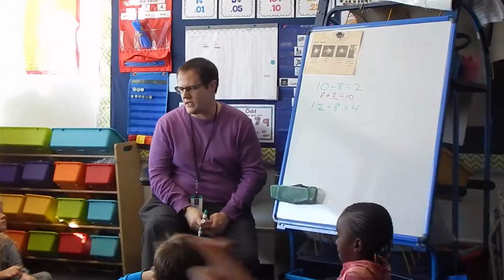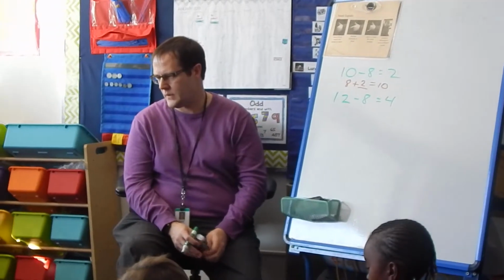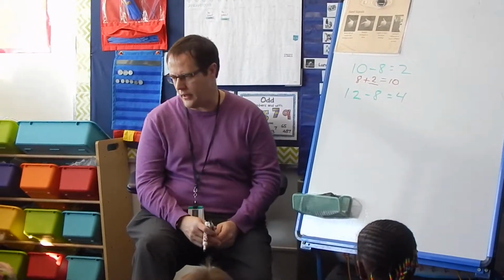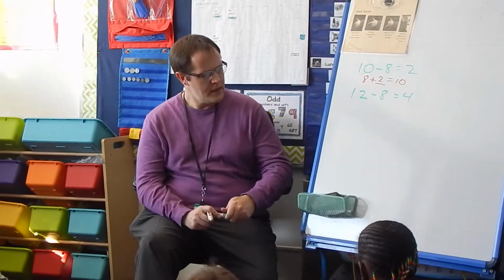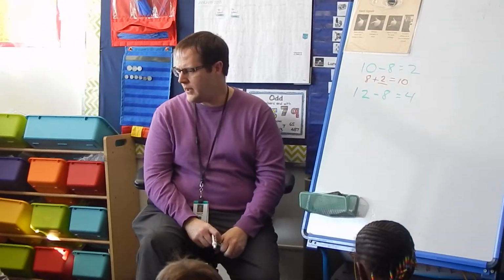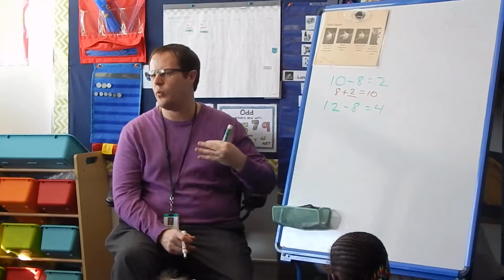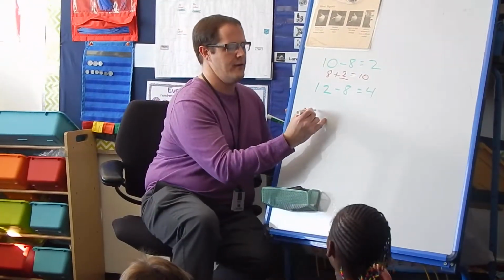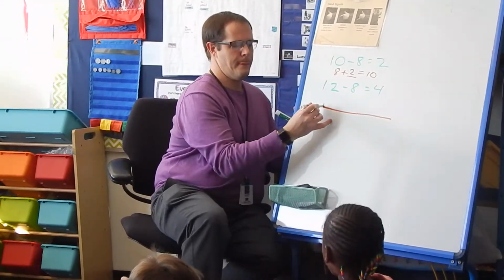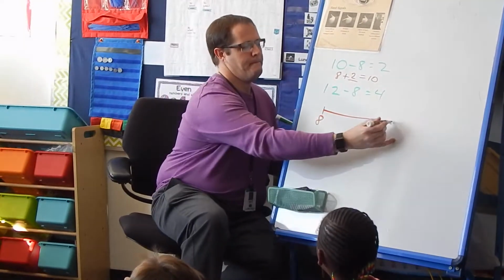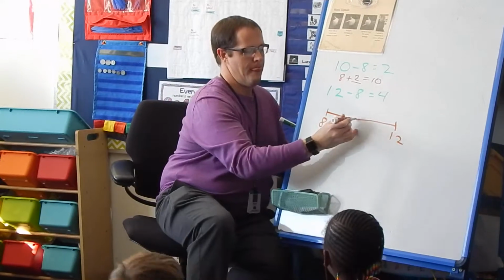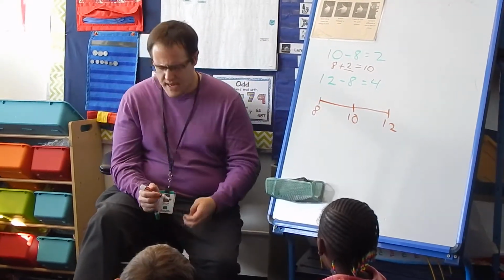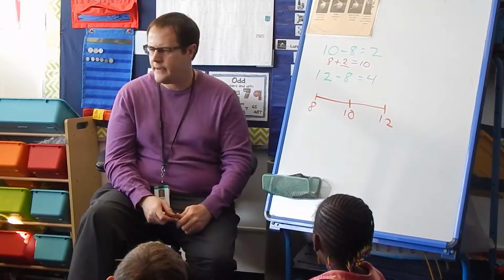So this is where I'm going to challenge you. Okay, so this is going to be a little different. I'm going to draw what I call an open number line. An open number line allows you to think about how we jump between numbers to solve a problem. So here's the open number line that I'm going to draw for you. It's pretty easy. 8, 10, and 12.